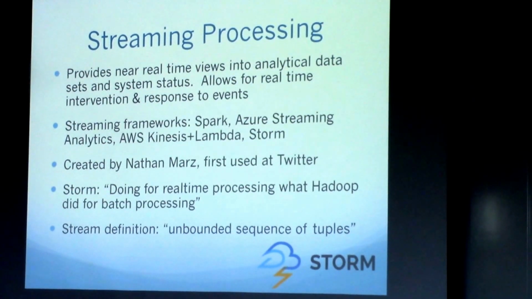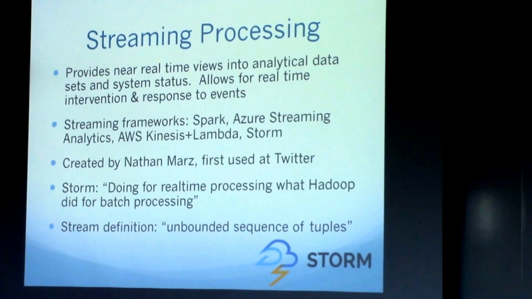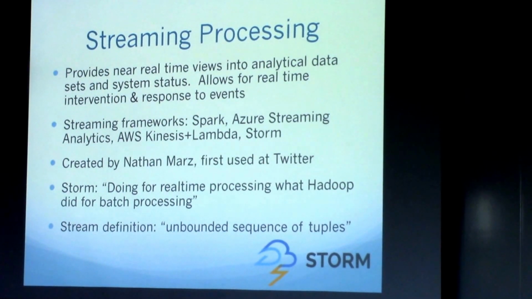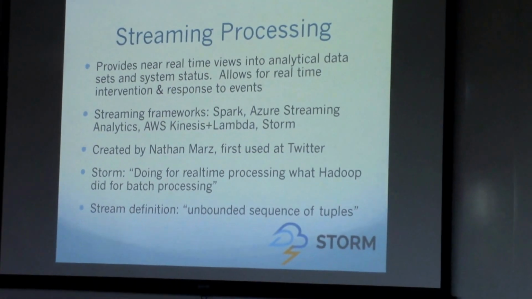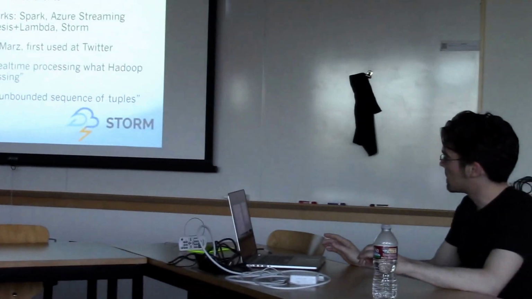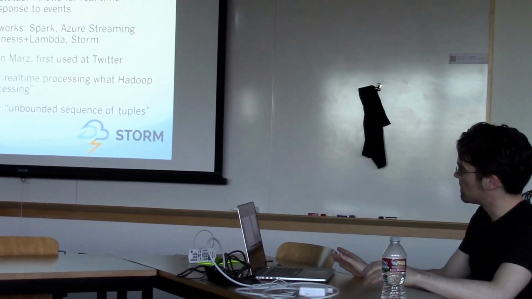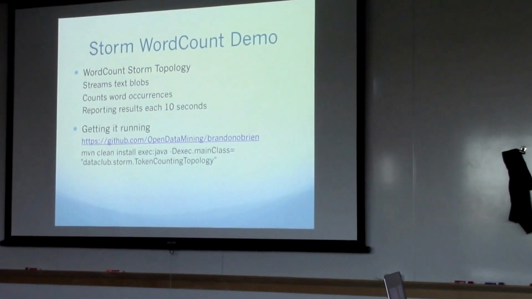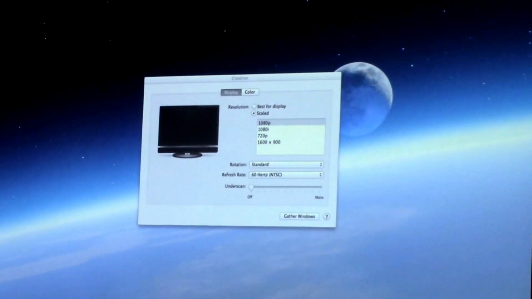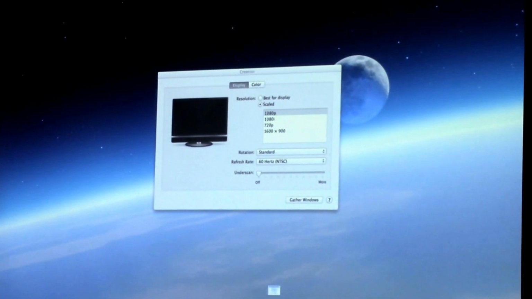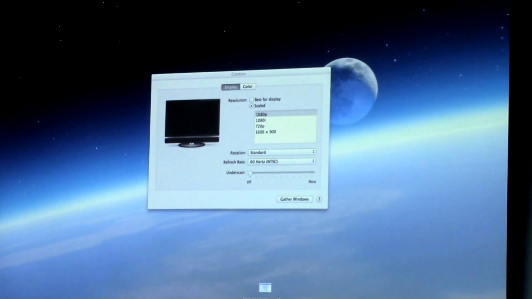So Storm, first created by a guy named Nathan Marz, first used at Twitter, and kind of the banner is to be the Hadoop of real-time processing. And then just in terms of what we're processing here, data streams, the definition is really an unbounded sequence of tuples. A tuple is just a collection of values. So let me go ahead and run the demo here so you can see it in action. And then we can also take some time for individuals to get up and running on their machine.